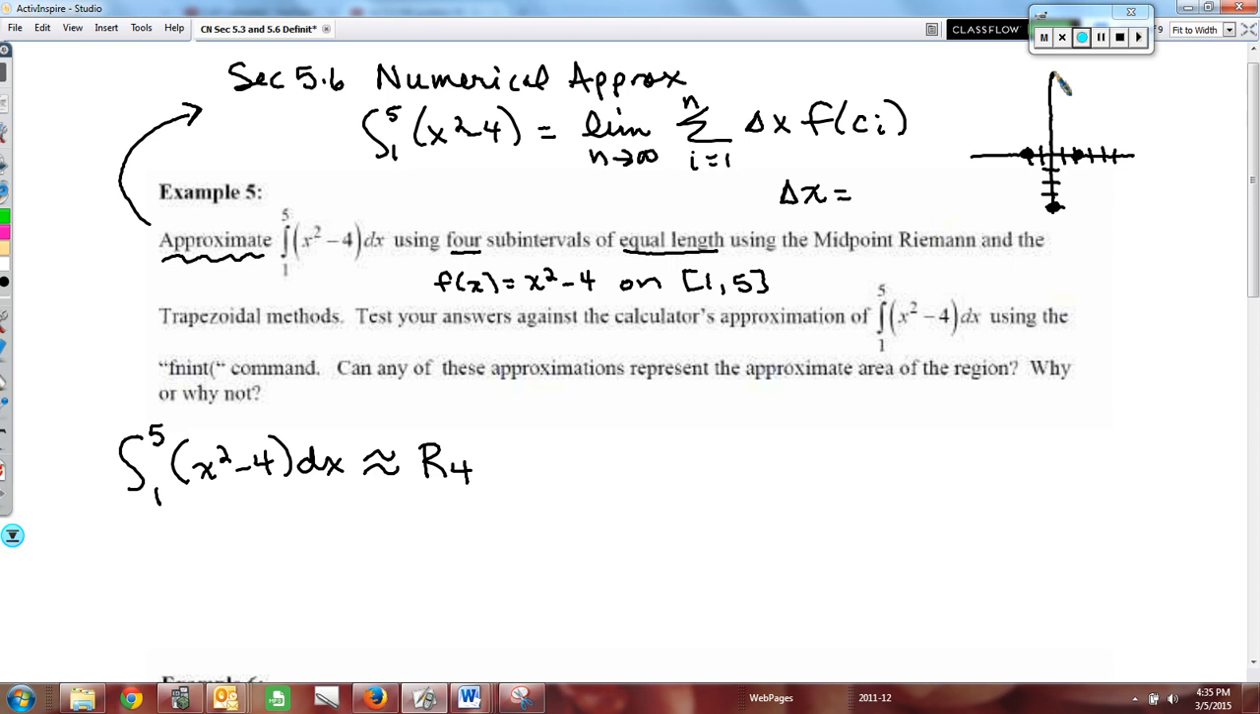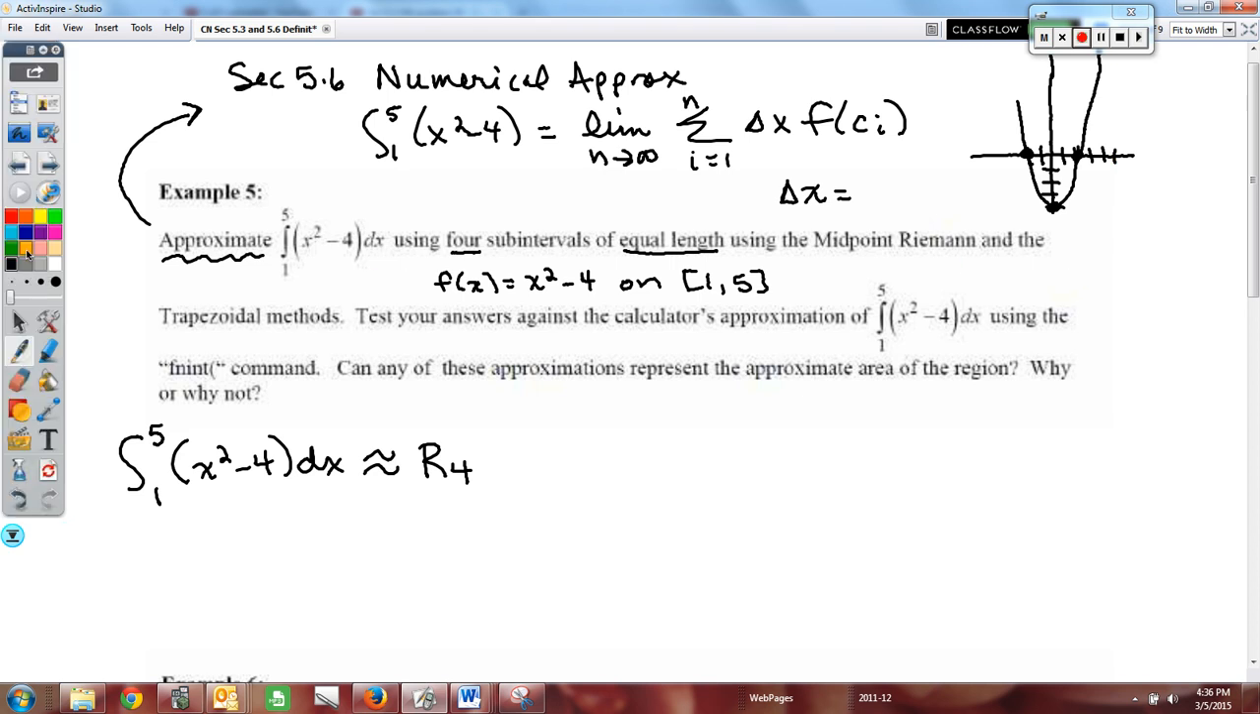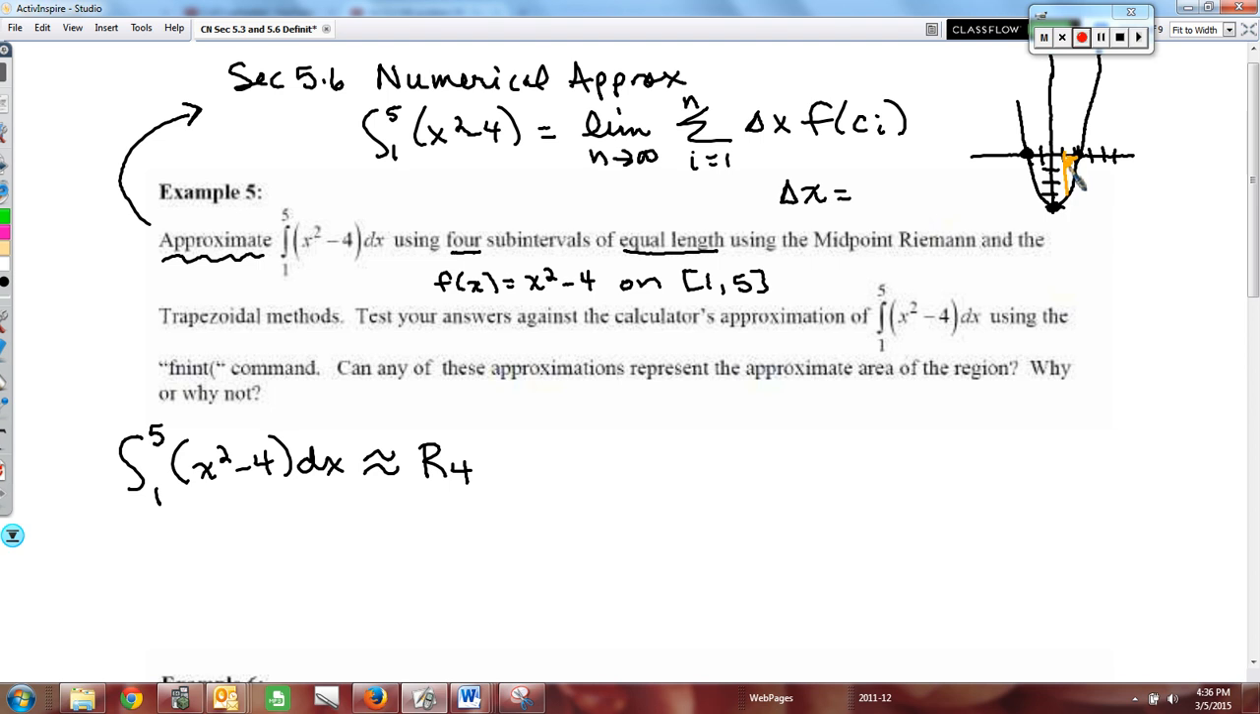And obviously I haven't left myself enough room, so we'll kind of wave our hands just a little bit here. We're going to go off the edge of the page. And the section that we're interested in, and we'll assume I went all the way to the 5 here, is this area right here.